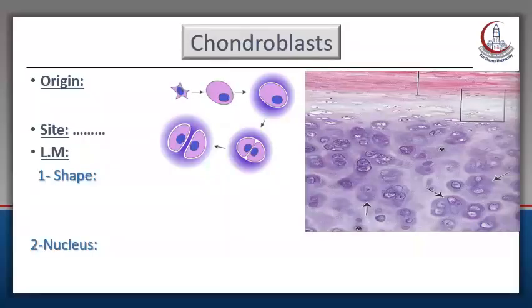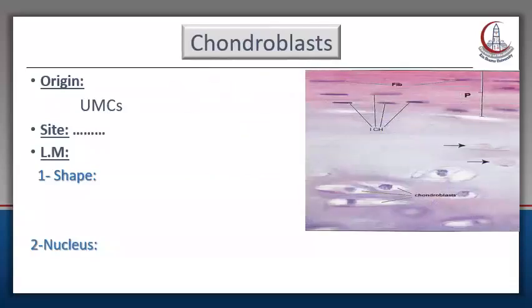We will begin with chondroblasts. The origin of chondroblasts: they come from undifferentiated mesenchymal cells that differentiate to give chondroblasts. Chondroblasts are present in the inner chondrogenic layer of the perichondrium. For the light microscopic appearance, we have to talk about the shape of the cell, the nucleus, and the cytoplasm. This is the perichondrium, this is the outer fibrous layer, and the inner chondrogenic layer that contains chondroblasts.